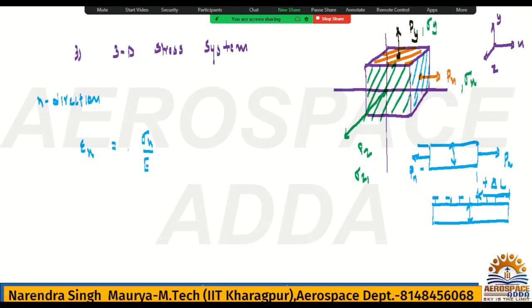x direction it is positive, so make positive sign if you want here, but in y and z direction you make negative, and lateral strain will be Poisson ratio into strain in y and z directions. You are writing, so this is sigma x divided by E minus mu sigma y by E minus mu sigma z by E. This is the strain in x direction. Similarly, you can write the strain in y direction.